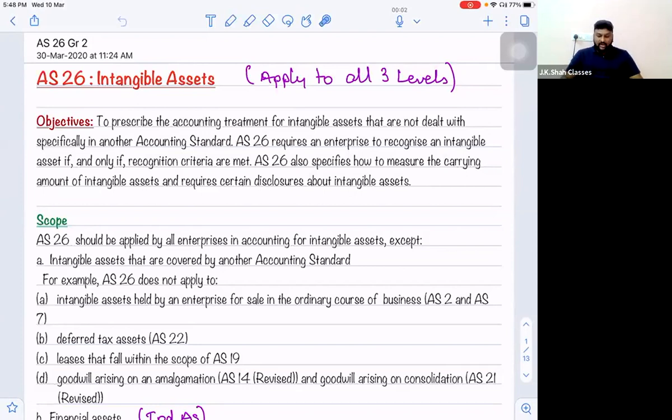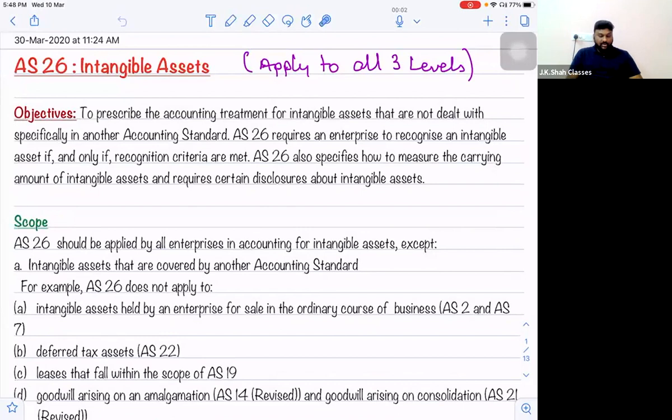So first I'll start with the objective of the standard, what it says. To prescribe the accounting treatment for intangible assets that are not dealt with specifically in another accounting standard. Means, sir, there are few AS which talk about certain intangible assets. So for those intangible assets, AS26 will not speak. So that will be removed from the scope. But for all other accounting standards, for all other intangible assets, AS26 will speak.